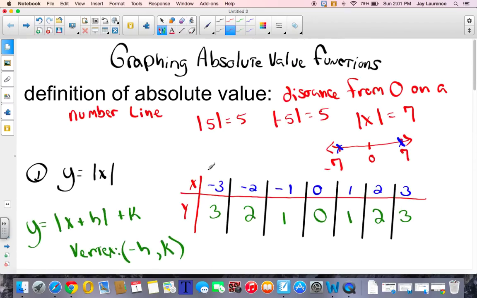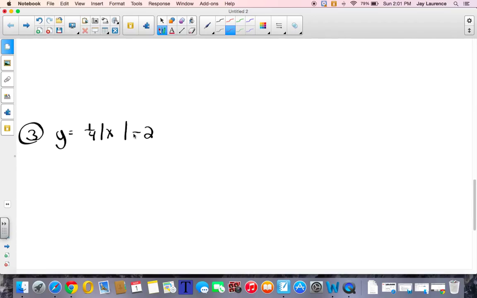Yeah, that's pretty cool. Hey, what was the slope here? Well, it would have been 1. And so they would have done a slope of 1 over 1, and a slope of 1 over negative 1. Right? Okay. Let's try this one.